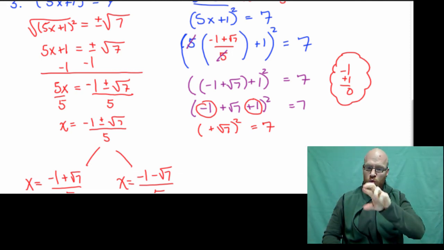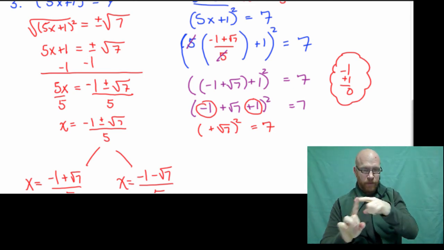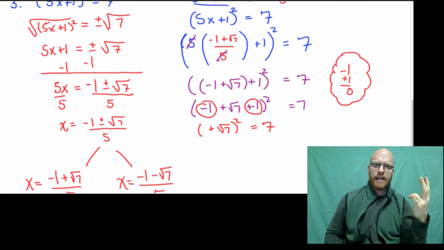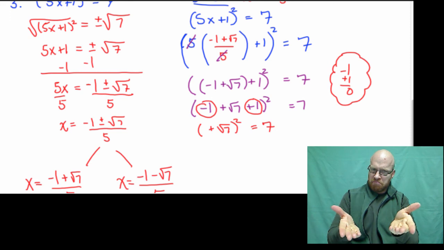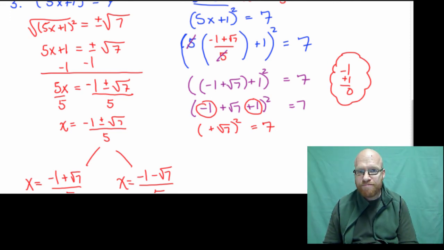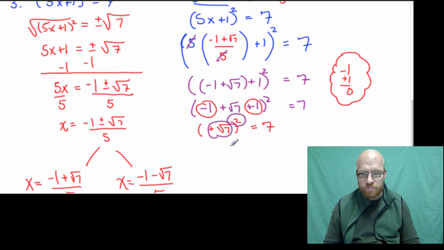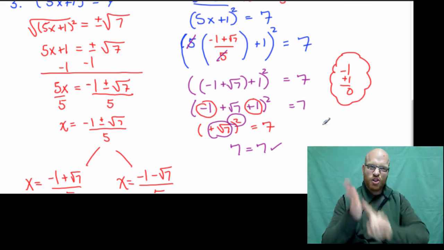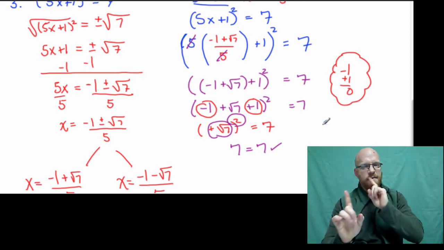We have to write that again. So now what's left is the positive square root of 7 squared. And when we do that, it becomes 7 equals 7. And there's our check. I checked the positive root.